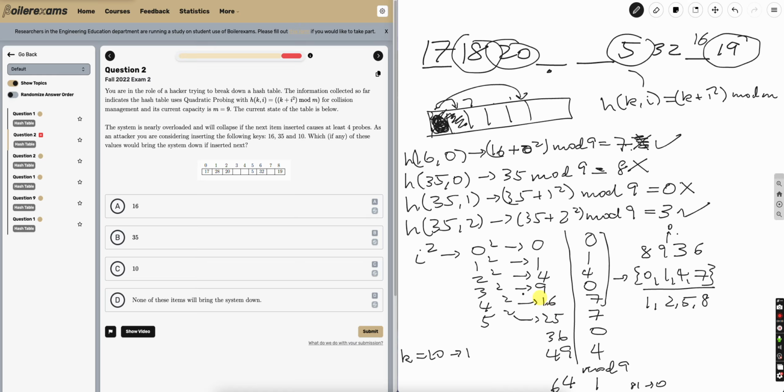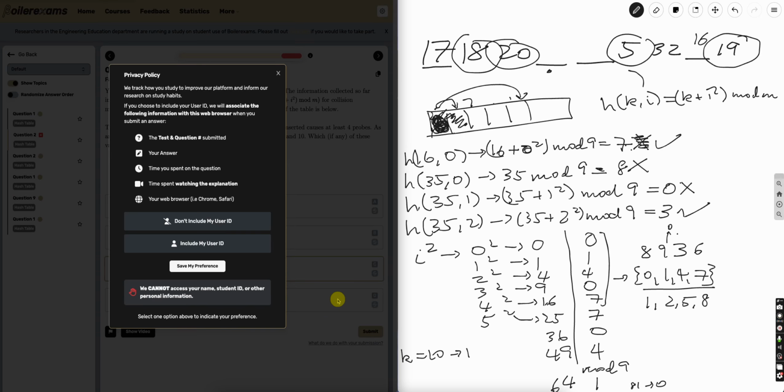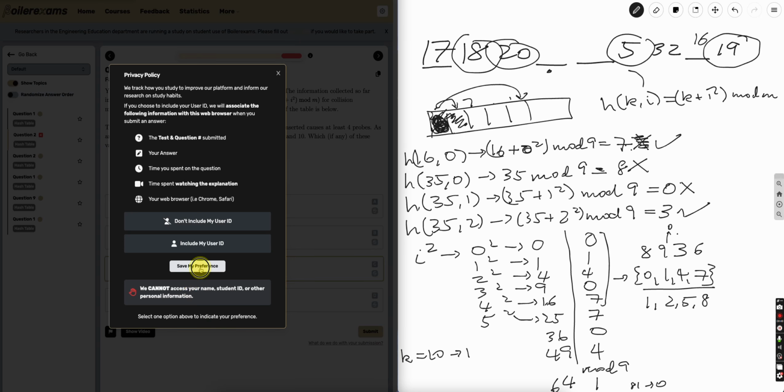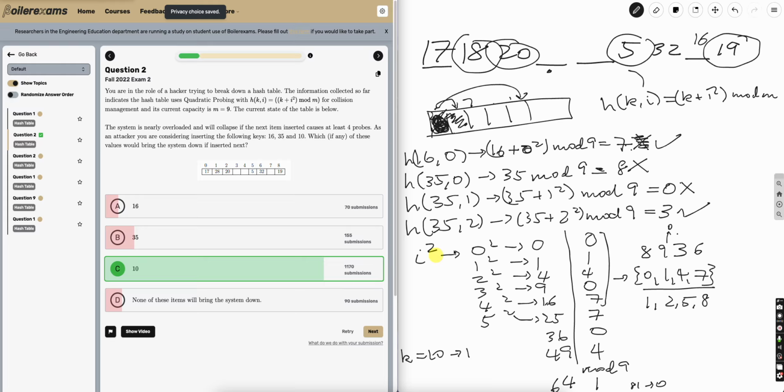So basically only 10 works, and surely we get the right answer. Just go for it. Include my user ID. And yeah, the answer is correct because of this solution. Thank you for listening.